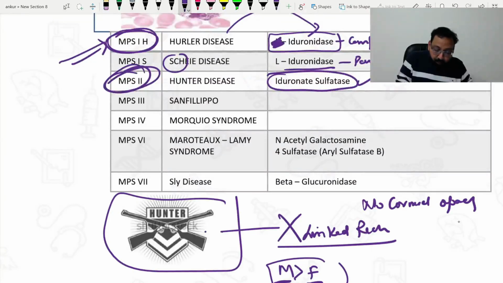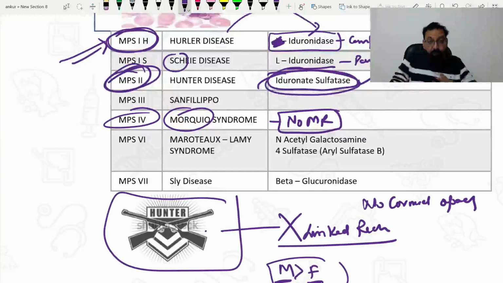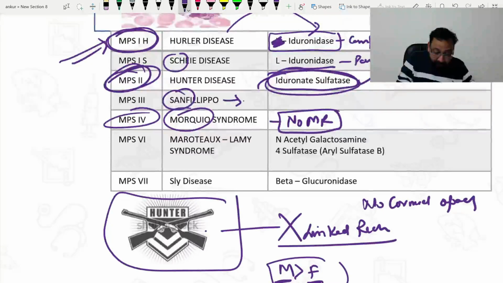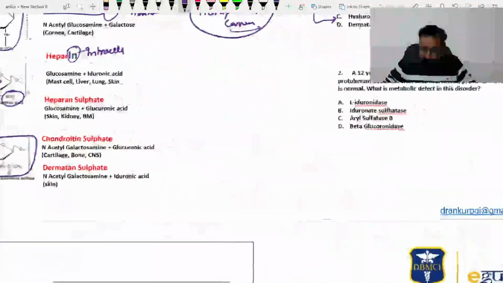In MPS type 2, two words are deficient. More Q disease, more IQ. More IQ means no mental retardation. They are not intelligent, but there is no mental retardation. Sanfilippo, S for sub, means most common. These are common questions. You can solve this question very easily.